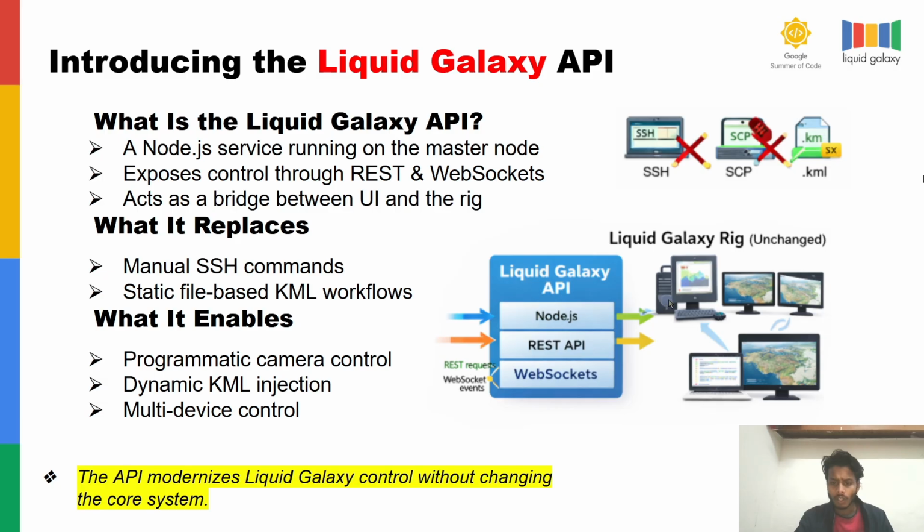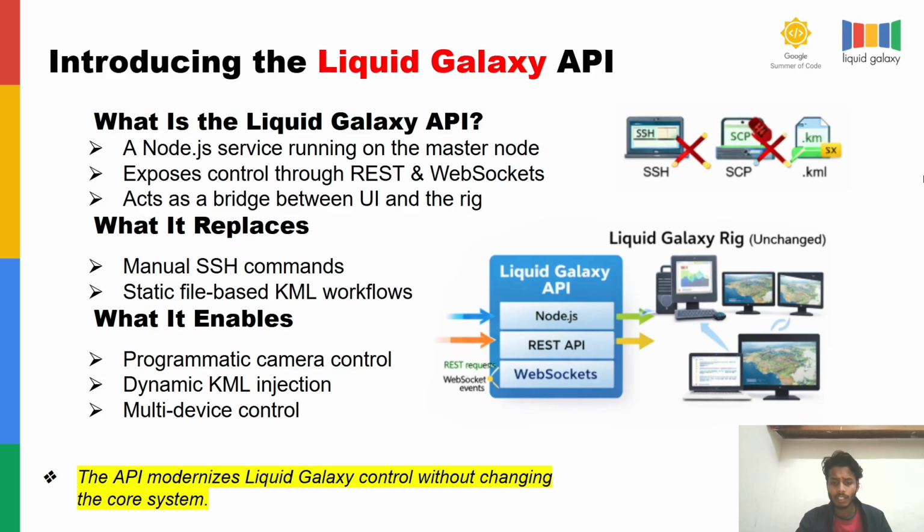If you look at the diagram on this slide, you will notice something important. The rig on the right side is marked as unchanged. That is intentional. We are not replacing Liquid Galaxy. We are not rewriting its internals. Instead, we are replacing two very specific things: manual SSH commands and a static file-based KML workflow. Those red cross marks on the SSH and SCP on the slide represent exactly that. So instead of saying log in, edit a file, copy it and then reload Google Earth, we just say send a command. And once we do that, a lot of new possibilities open up.